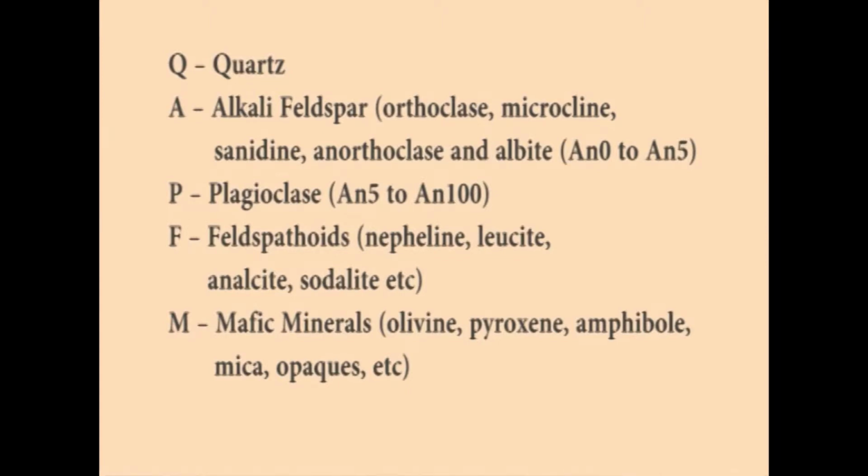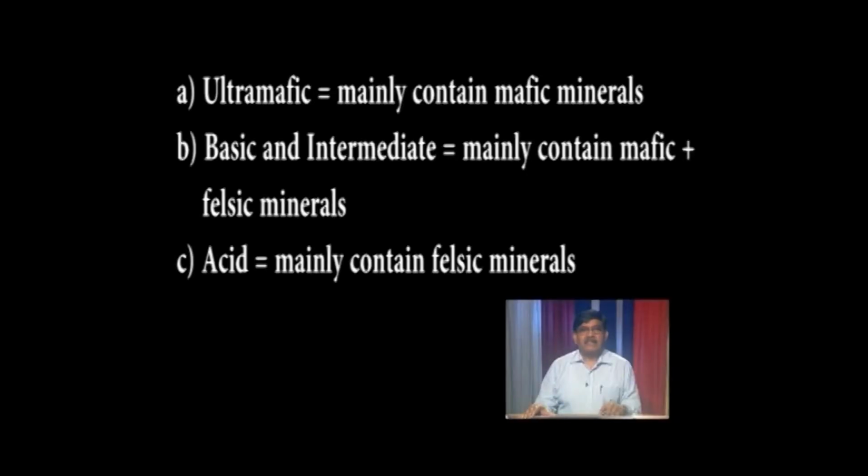M denotes mafic minerals, which includes olivine, pyroxene, amphiboles, mica, opaque, etc. There is also a fundamental division of rock into three main categories based on the relative abundance of the mafic and felsic minerals. Thus, first, ultramafic, mainly containing mafic minerals. Second, basic and intermediate, mainly containing mafic plus felsic minerals. Third, acid, mainly containing felsic minerals.